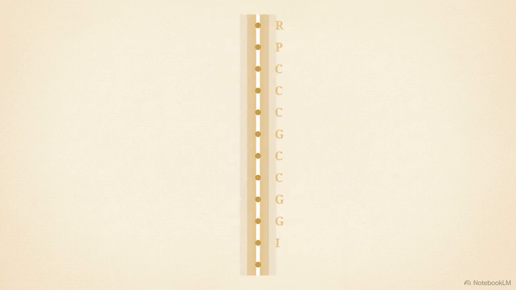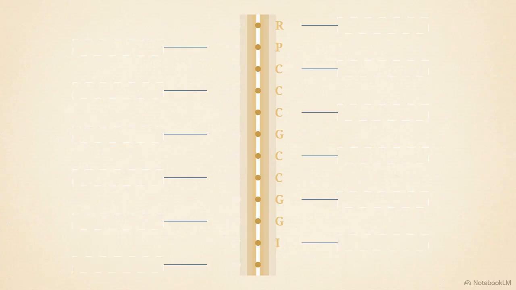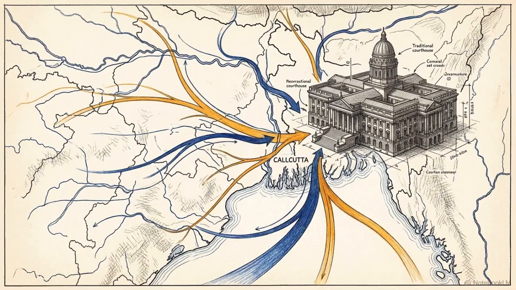Remember the string RPCCCGCCGGI. These letters correspond to specific eras: regulating, Pitts, charter, government, councils, and the Independence Act. This timeline serves as the structural backbone of our study. Every major constitutional development we discuss will map directly to one of these nodes.